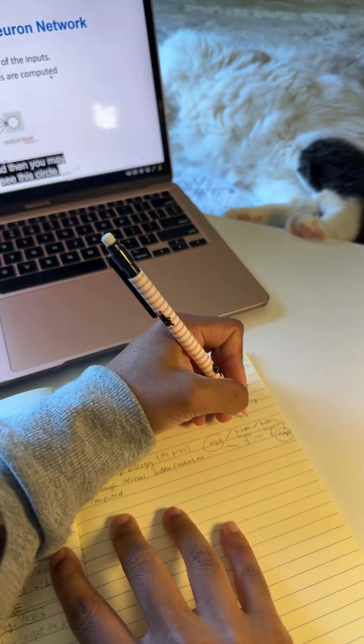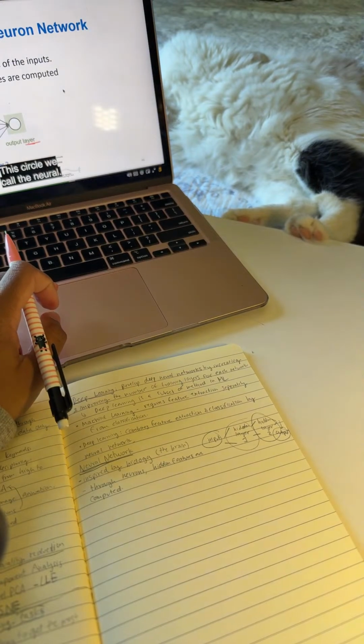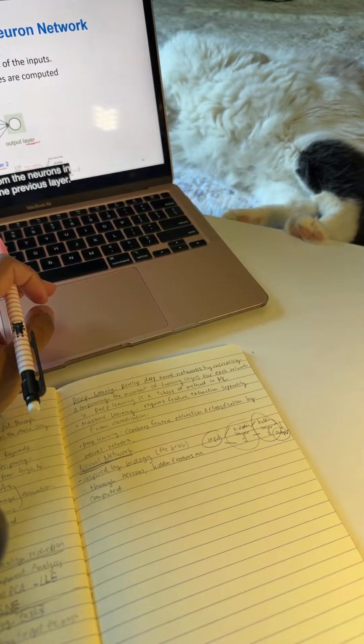So the output and input, and you have the two hidden layers. You may see this circle. Okay. So this circle we call the neuron. So the neuron will collect the signals from the neurons in the previous layer.